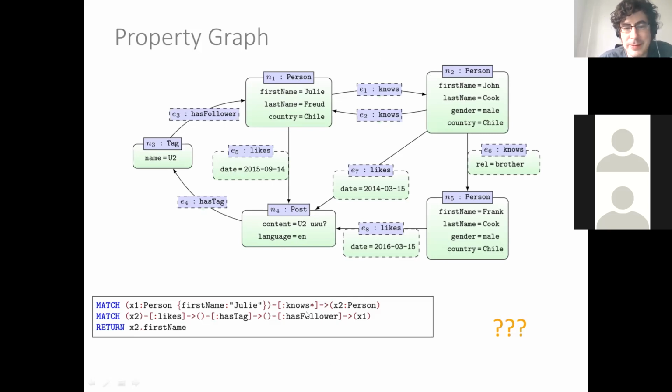So the key point here is that this star, this asterisk, allows us to navigate nodes once, to navigate it twice, to navigate it the number of times we want. So the results here would be Julie, John, and Frank. And we'll get into more detail in this query language later.